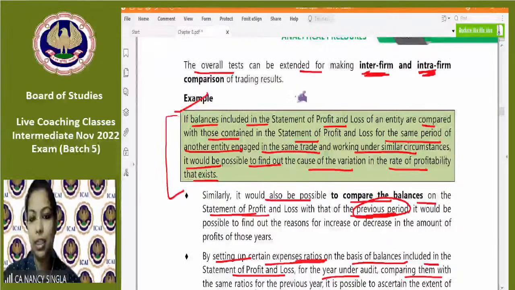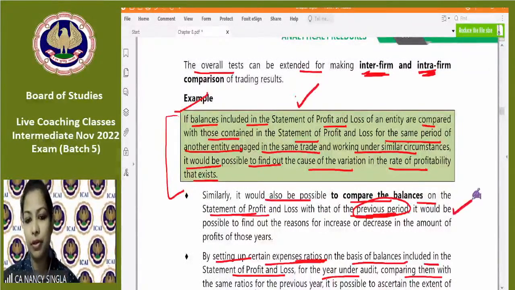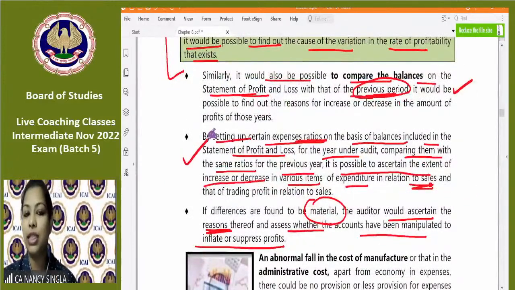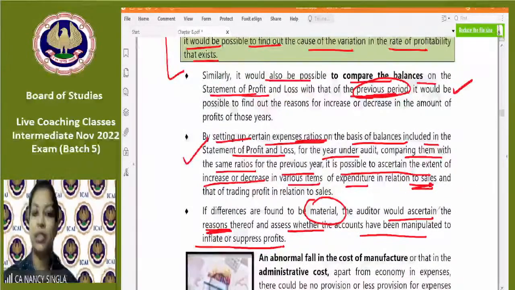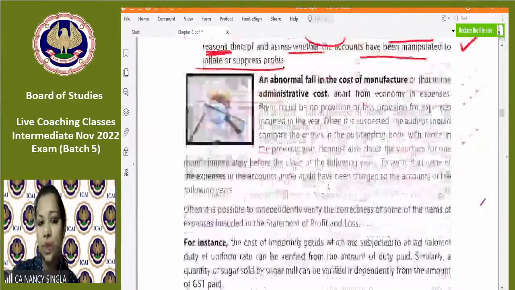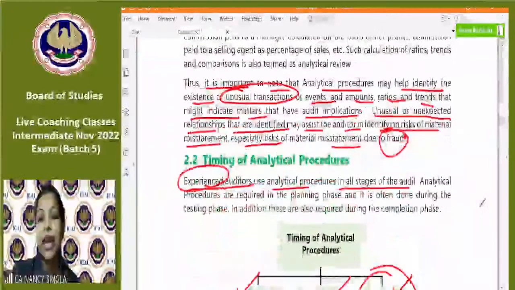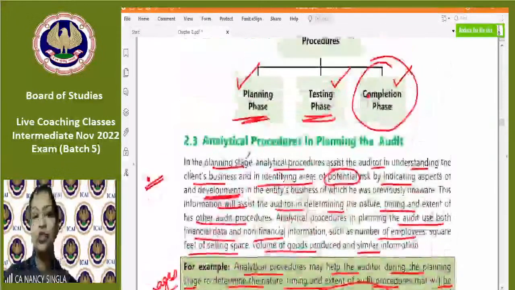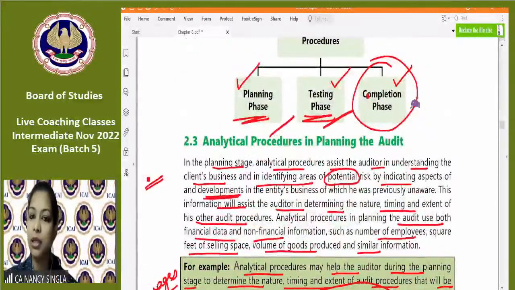अच्छा, here it has been talked about what? Other industry. यहाँ पे previous year की बात कर रहे हैं. Ratio of certain expenses with respect to sales can be calculated compared with the previous year. And if it is material, then auditor can see whether this is done intentionally to inflate or suppress the profits. ठीक है? And there may be what? Indication of what? Fraud. So it is basically, I told you that attention directing process. टाइमिंग क्या है? एक्सपीरियंस ऑडिटर इसको यूज करेगा प्लानिंग में भी, टेस्टिंग में भी, कंप्लीशन में भी.